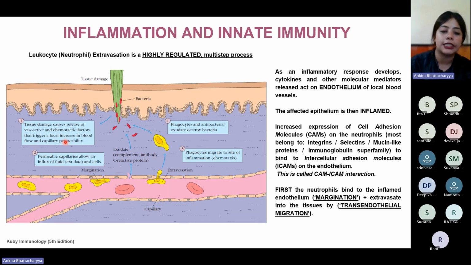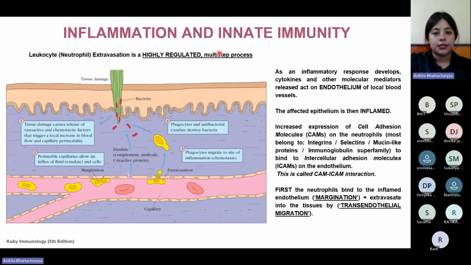When we say permeability, it means that the barrier nature of the blood vessels, the restriction that whatever is inside a blood vessel should not go out, is reduced. And therefore, these permeable capillaries, which you see in step 2, allow an influx of fluid and cells. So cells and fluids should be able to move across the blood vessel and the tissue in order to tackle this inflammatory response.